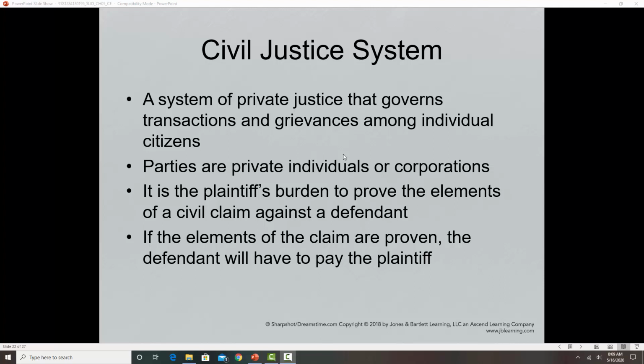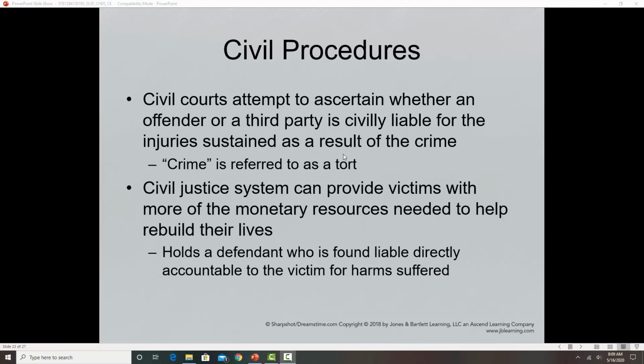So with civil cases, we typically have some type of financial award that will be given if the claim is found for the person that has brought the charges.